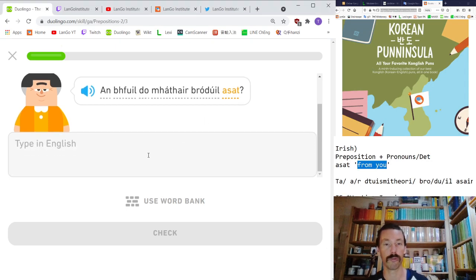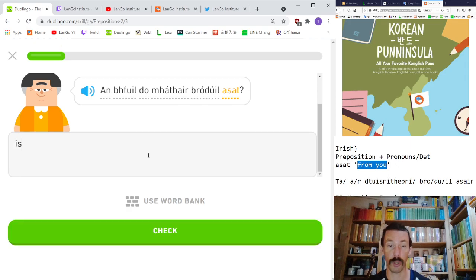They haven't fused. An bhfuil do mháthair brodúil asat? Is your mother... This is the question form of be. Tá in the affirmative, right? Do mháthair with mutation means your mother. Brodúil, proud. Asat, from you, we say of you.